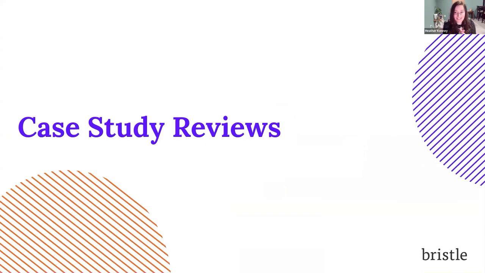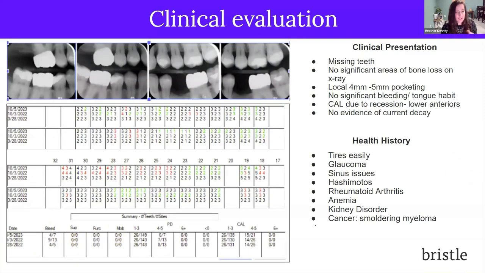So let's dig into the case studies. I think teaching by example is super fun. And I know lots of you have had questions on what do we do with the tests based on that. So this is a really fun case study. Clinical presentation: she's got a couple missing teeth. No significant bone loss areas. And I preface that because she does have a couple 5mm pockets, but if you look on the x-rays where the 5mm are, we have good lamina dura there.